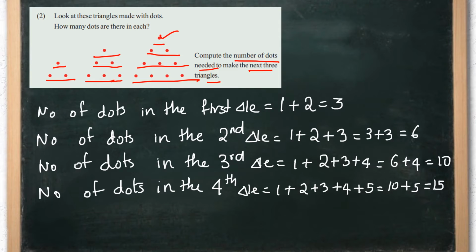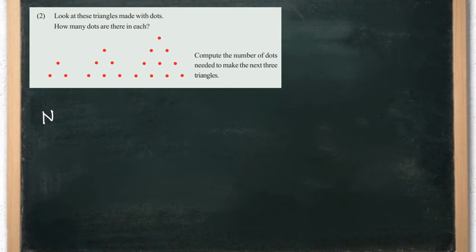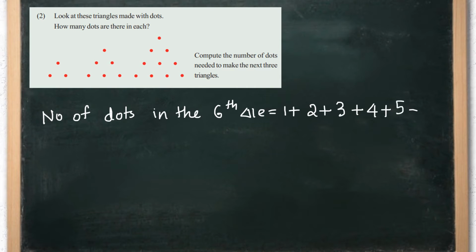And in the same case for fifth triangle, we have to add one more natural number after 5, that is 6. So number of dots in the fifth triangle is equal to 1 plus 2 plus 3 plus 4 plus 5 plus 6, which is equal to 15 plus 6, which is equal to 21. Now, for number of dots in sixth triangle will be 1 plus 2 plus 3 plus 4 plus 5 plus 6 plus 7. So, the number of dots in the sixth triangle is equal to 1 plus 2 plus 3 plus 4 plus 5 plus 6 plus 7, which is equal to 21 plus 7, which is equal to 28.